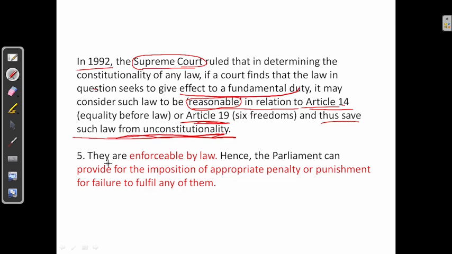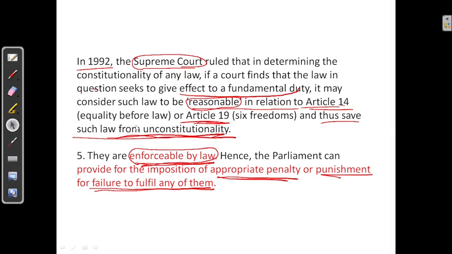Next, they are enforceable by law. See, fundamental duties are not enforceable by court, but they are enforceable by law. Hence, Parliament can provide for the imposition of appropriate penalty or punishment for failure to fulfill any of them. That means Parliament can provide for penalty or punishment if any citizen fails to fulfill their duty.